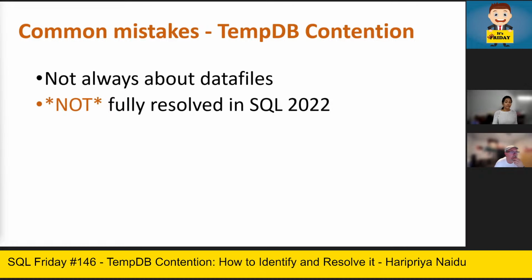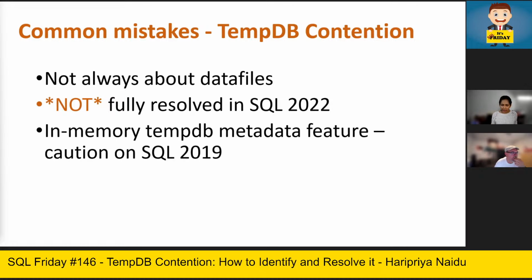Okay. And then the third part is the feature that I talked about, the in-memory TempDB metadata feature. Using this is not a mistake, but just be cautious when you use it on SQL 2019. It's also throwing out of memory errors on 2019, so I would advise you to use this with caution on 2019. On the 22 version, this feature works fine. It has been performing reliably, but on 2019, use this with caution. Test it, do thorough testing on your lower environment, and then promote it to production if you are planning to do it.